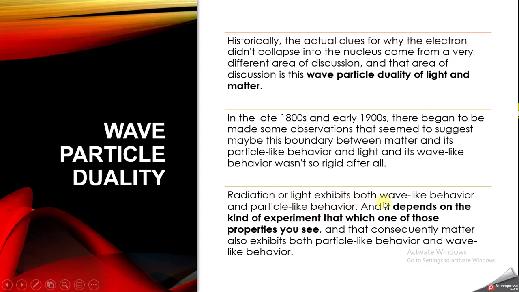Radiation or light exhibits both wave-like behavior and particle-like behavior, and it depends on the kind of experiment which one of these properties we will see, and consequently matter also exhibits both particle-like behavior and wave-like behavior. So quantum mechanics is basically based on the wave-particle duality of light and the wave-particle duality of matter. So we are going to first understand what the wave-particle duality is.